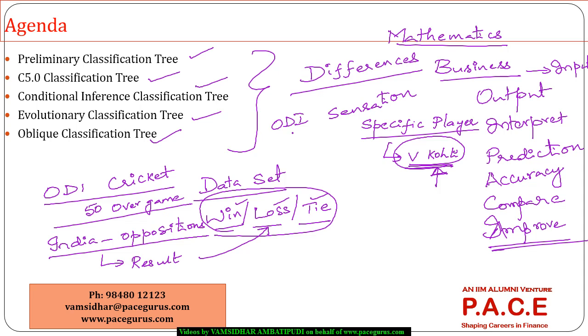Is he really contributing? Can I say that a decision tree can be built based on his performance in that particular game? Can I try to predict whether India would win or lose or tie based on the performance of Virat Kohli in that particular match? So that is the intention behind doing this entire exercise, right?